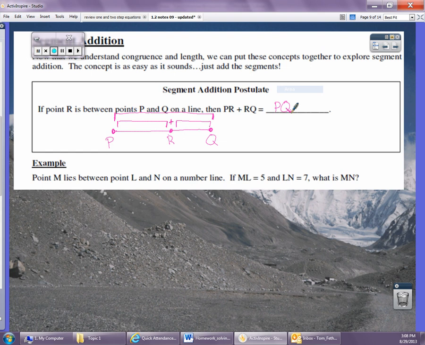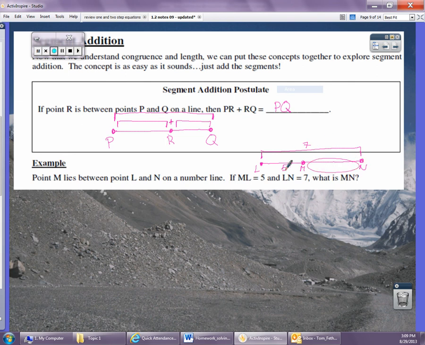Now, our example here: if point M lies between L and N on a number line, if ML is 5 and LN is 7, what is MN? What we can do here is draw our line. Point M lies between L and N. If ML is 5 and LN is 7, what's MN? What we know is that the whole thing is 7.